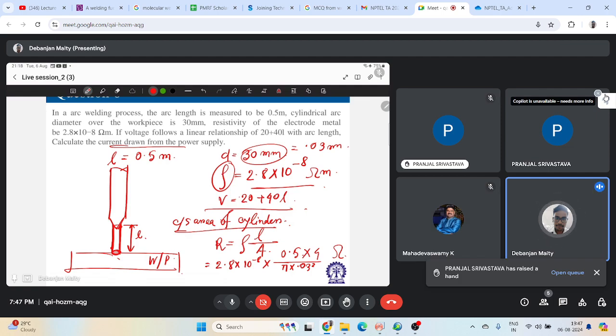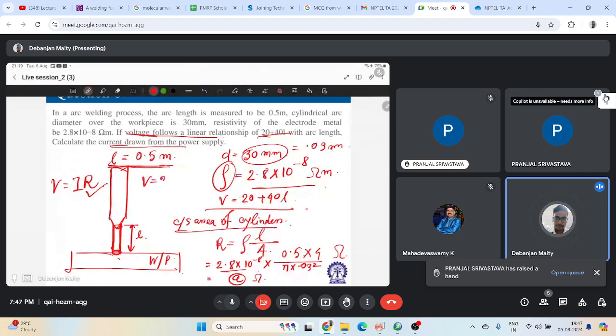I have not done this numerical myself, but this will give you some value in ohm. Can you give me a quick answer by calculating this? Let's say this is A ohm, giving some finite value of resistance. Then you just formulate it through Ohm's law: V equals IR. You have estimated the resistance, and voltage follows a linear relationship of 20 plus 40L.